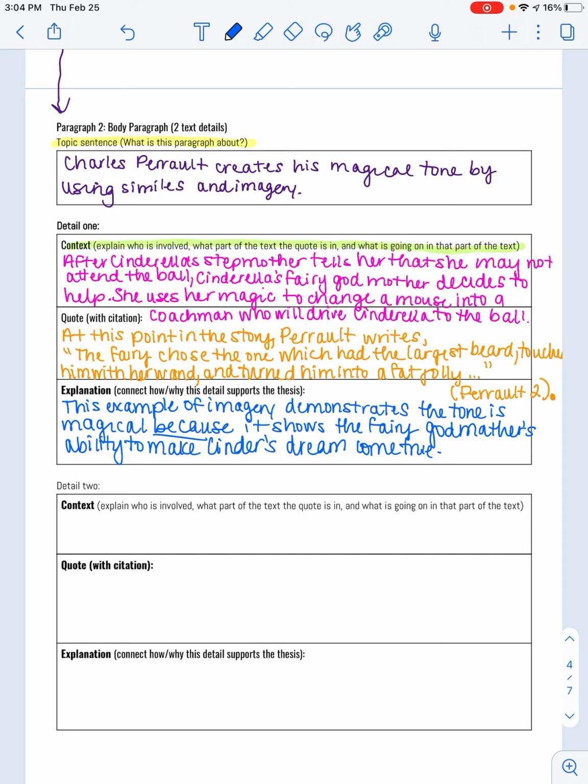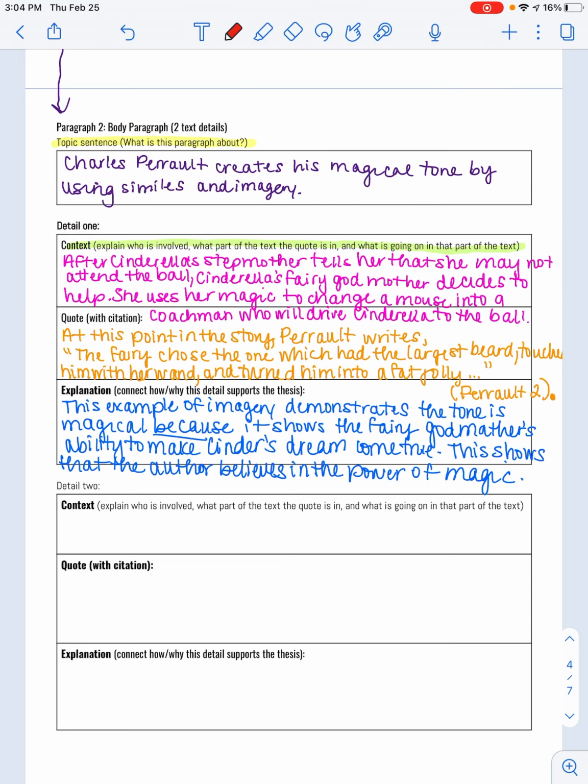Now we're talking about tone here, and tone is the author's attitude. So I'm going to add something about the author. This shows that the author believes in the power of magic. Okay? So what's interesting about this is I now have one detail done. I have my topic sentence, I have my context, I have my quote, I have my explanation. The next thing I need to do is transition to more context.